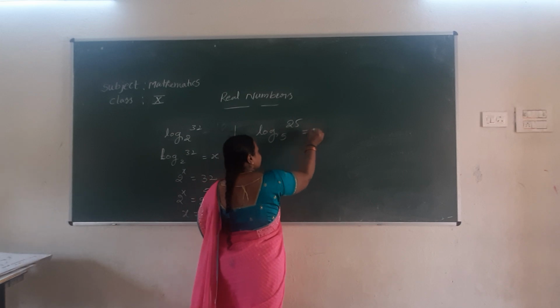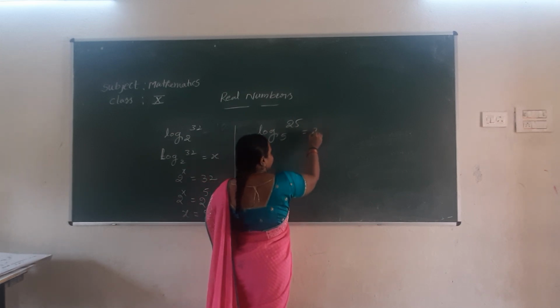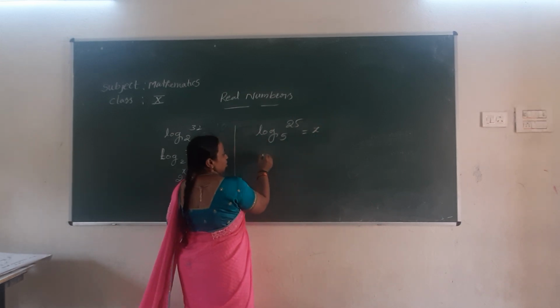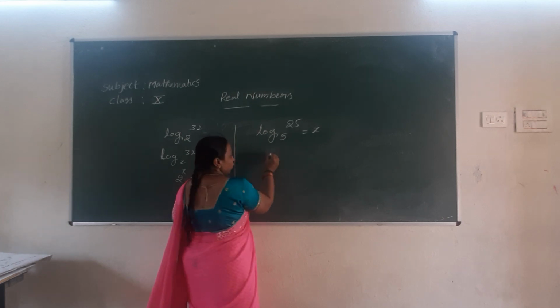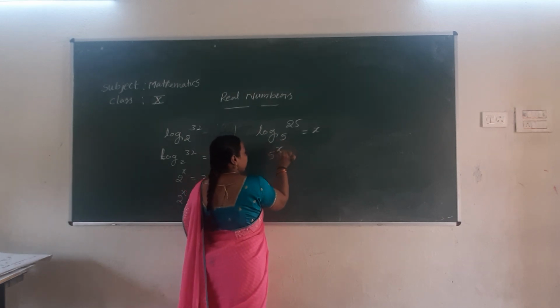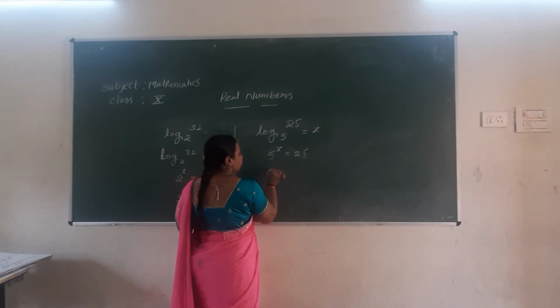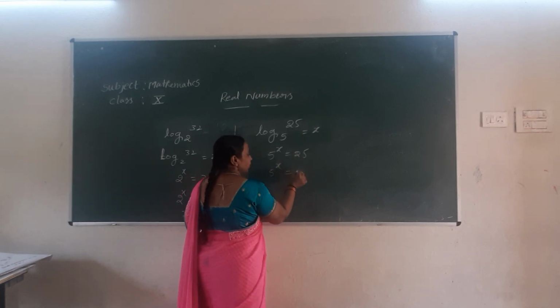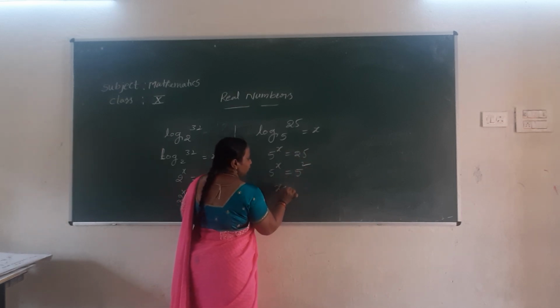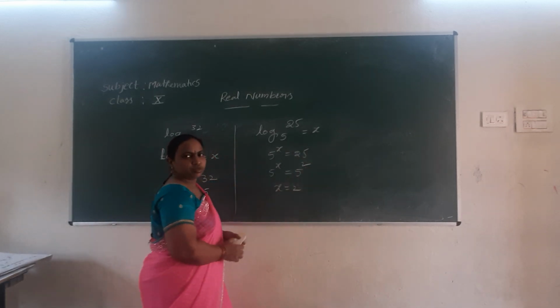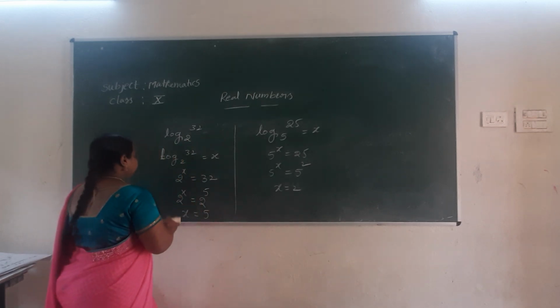And the next one, log 25 base 5 equal to x. It can be written in the exponential form: 5 power x equal to 25. 25 can be written as 5 square. x equal to 2.